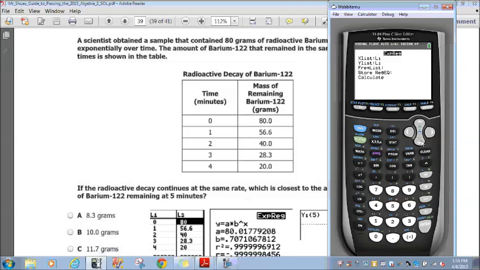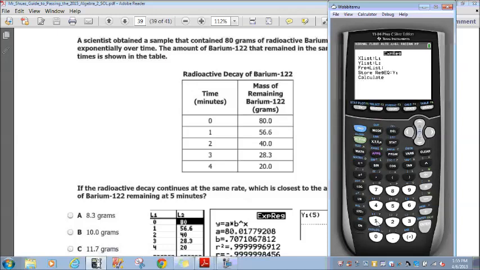This is what I want you to do. Now, hopefully your teacher has shown you this next step. If not, you're learning it now. When you get to storage EQ, I want you to hit your vars key. I want you to right arrow over to Y vars, hit 1 for function, and hit 1 for Y1. And you see a Y1 pop up.